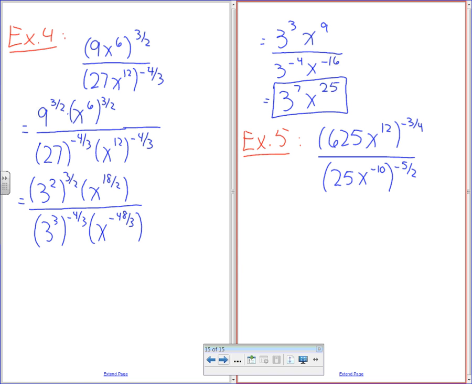It says 625 x to the 12 to the negative 3 over 4, divided by 25 x to the negative 10 to the negative 5 over 2. Think: the 625 is going to be hit by the negative 3 over 4. The x to the 12 is going to be hit by the negative 3 over 4. The 25 is going to be hit by negative 5 over 2. And then x to the negative 10 is going to be hit by negative 5 over 2. Okay, so I'm going to hit pause.